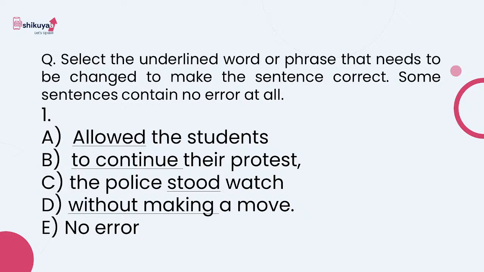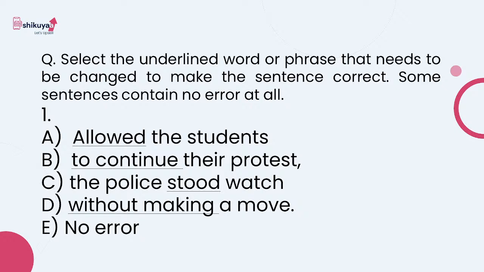Okay, so our correct sentence would be like this: allowing the students to continue their protest, the police stood watch without making a move. So this is the right answer. And why is it so? This underlined portion of the sentence is like a conditional phrase, and that is explaining the condition under which the police stood watch. As such, the verb in the phrase needs to actually be a gerund.